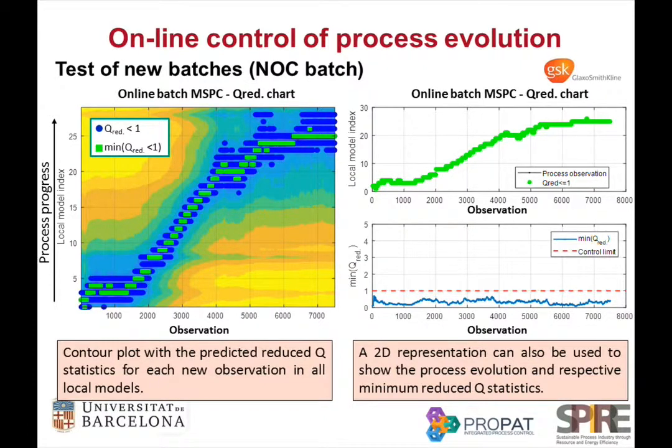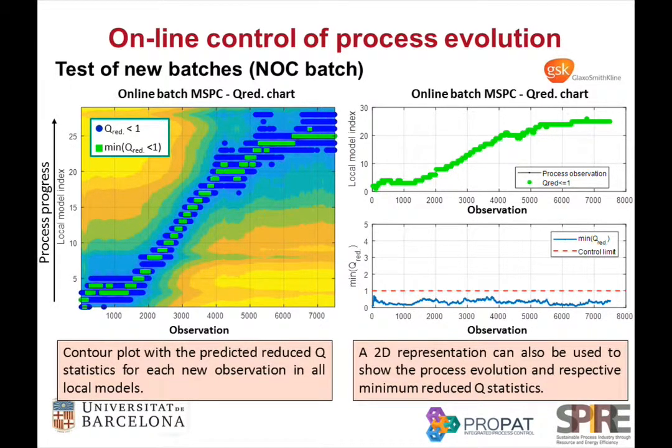Okay? To make easier representations, we can just take, for instance, the minimum Q value that we had for each observation and plot it against the number of local model to which it belongs, and then we can see how the observations evolve. I mean, this represents the progress of the process. And we can also plot this in the form of a normal process control plot, and then just plot the minimum Q value that we find for each particular observation. And in this case, this is showing us that the evolution of the whole process is under control.